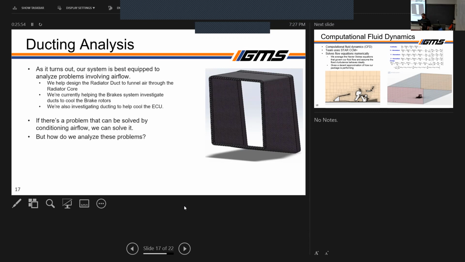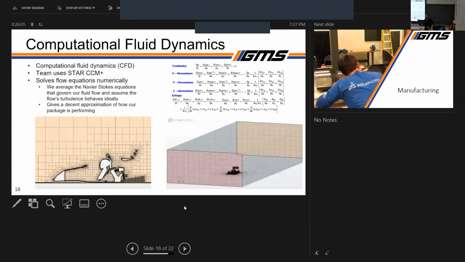But then the question becomes, how do we analyze these problems? How did I get all those fancy little animations and sweet views and all of that? The answer is we use a program called CFD, Computational Fluid Dynamics. What CFD essentially is, is a pocket wind tunnel that we can use to perform rapid iterations of our aerodynamics.